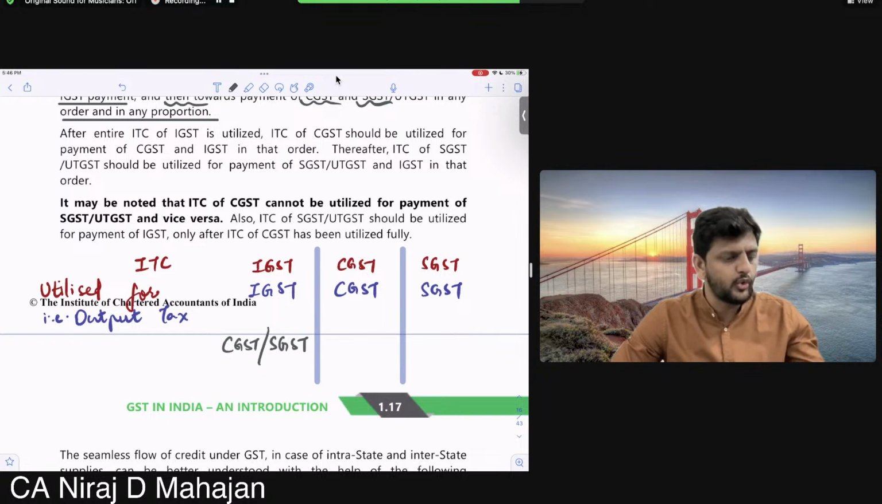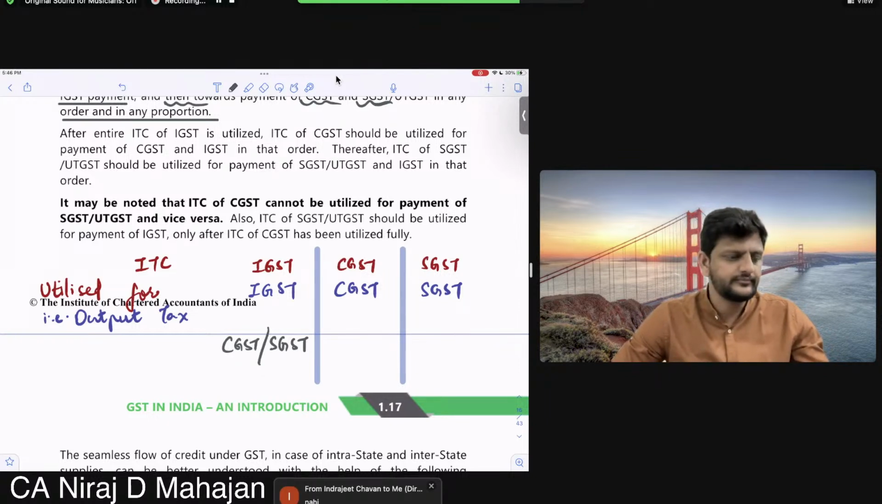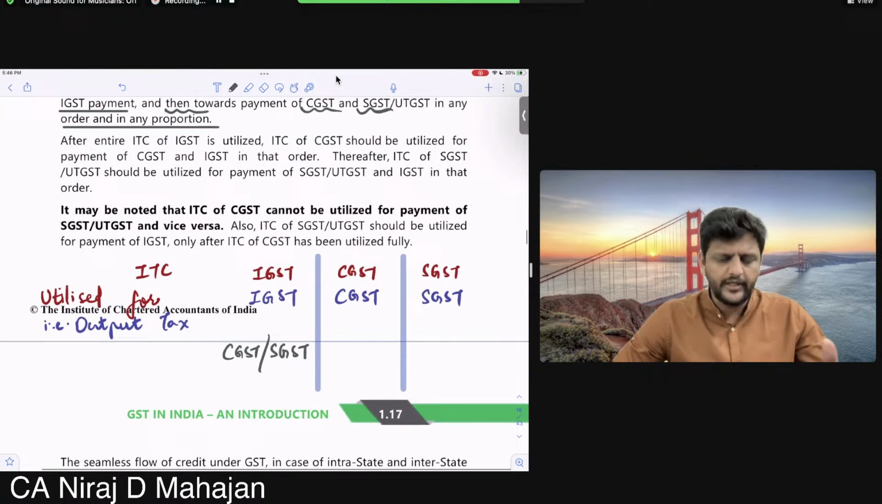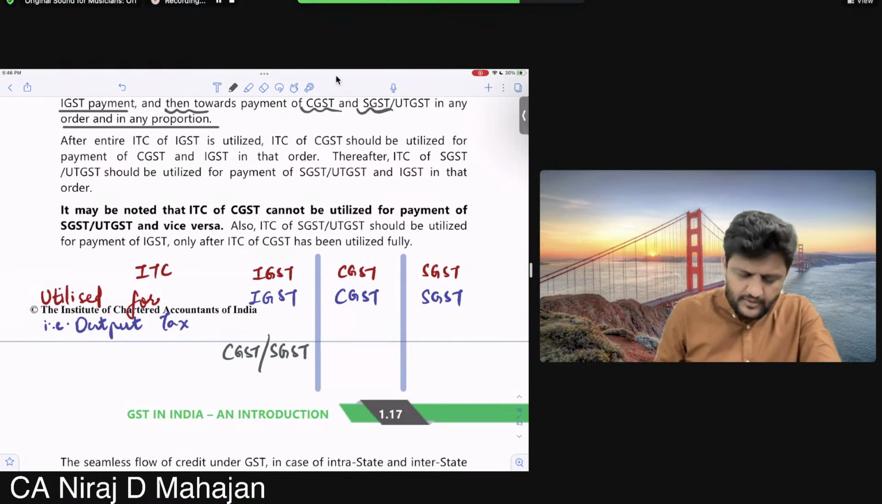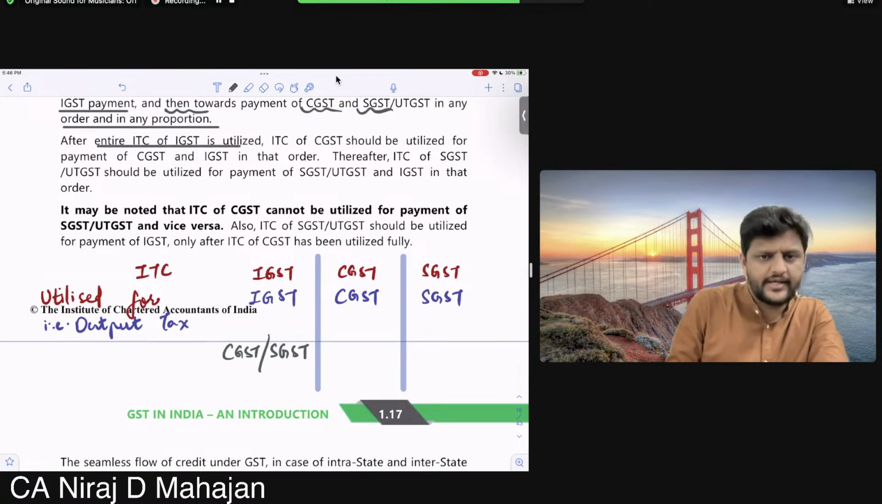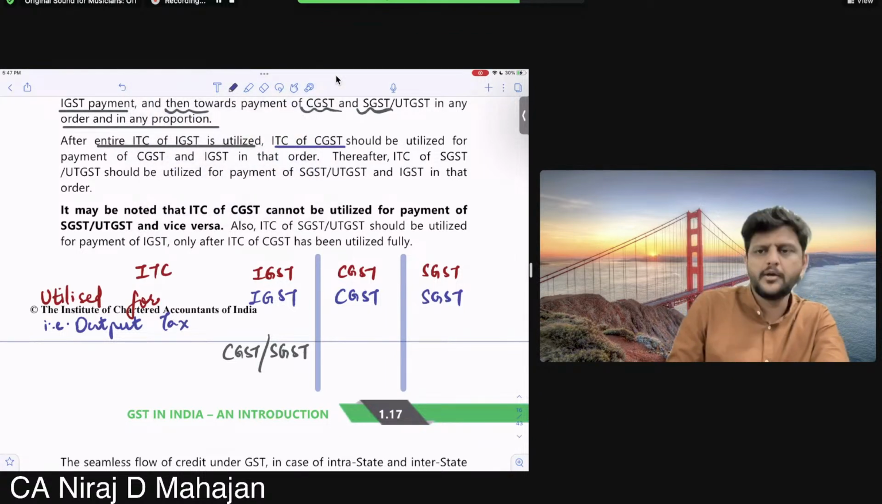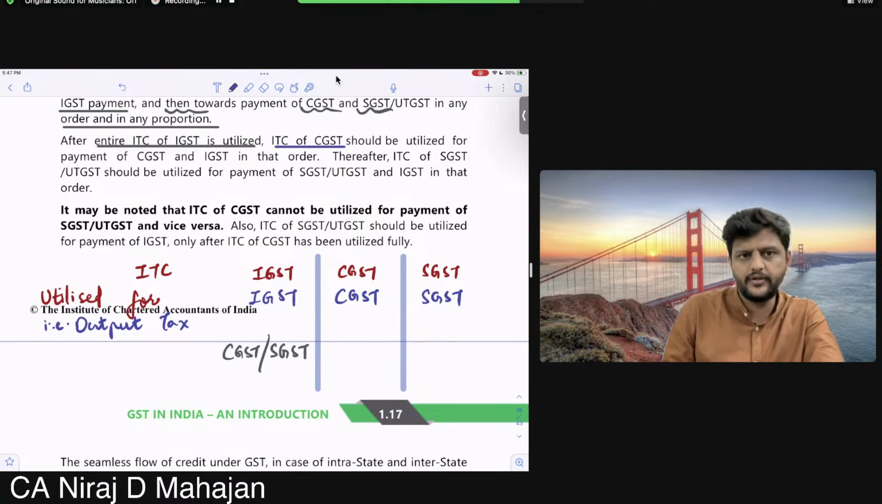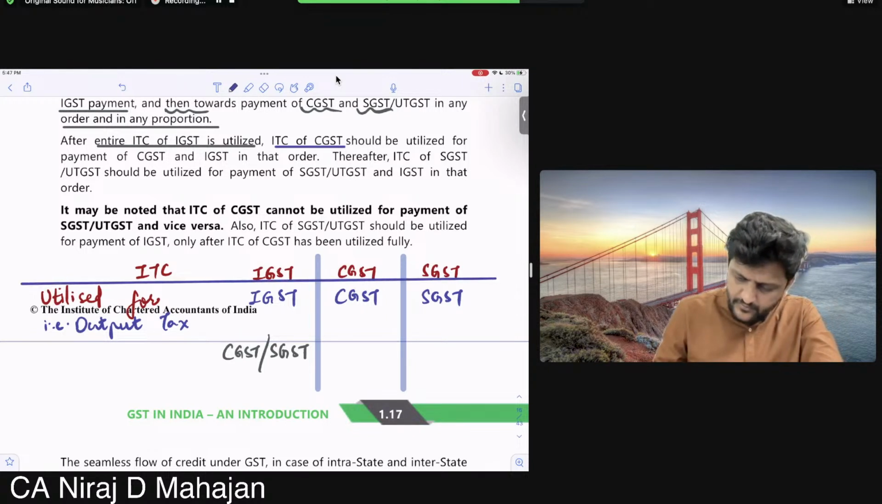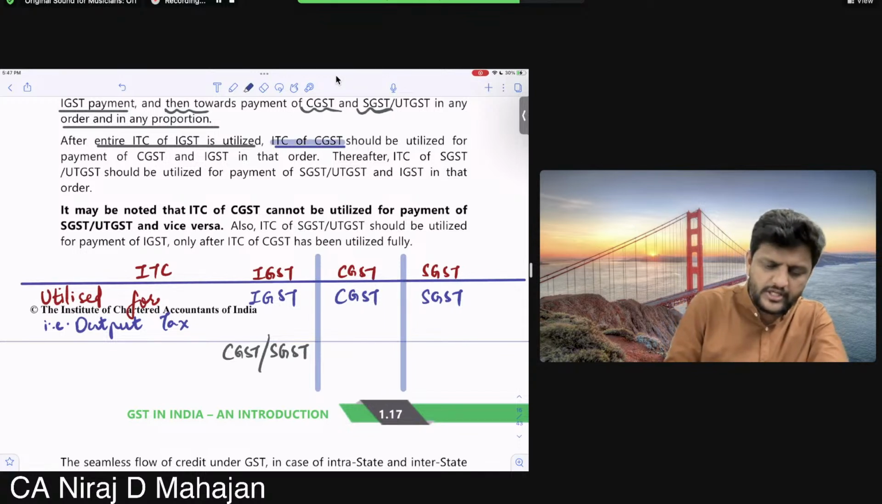First, you will give preference to your own family. That's why I told you, we'll have to do an example only. Okay? No problem, fine. Okay, tell me this. After entire ITC of IGST is utilized, ITC of CGST should be utilized for payment of CGST. Okay? Everybody? ITC of CGST should be first utilized for CGST and then IGST in that order.